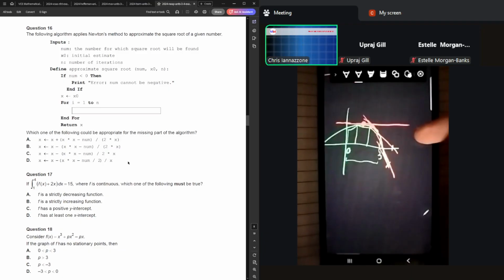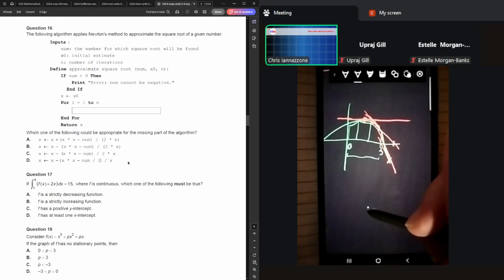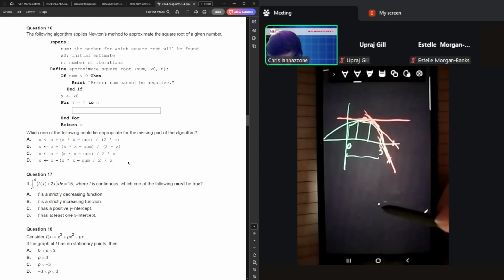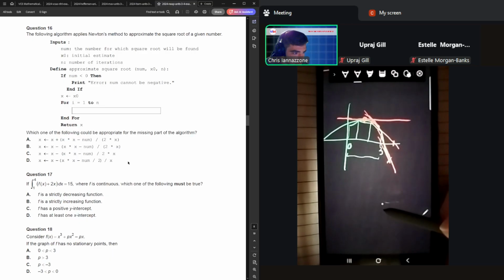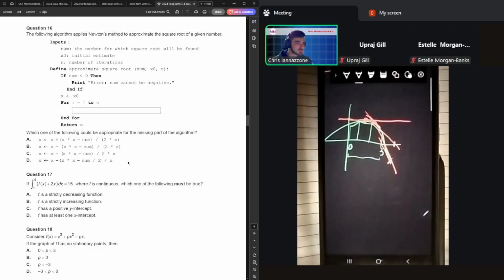So x is the square root of a number. Yeah, this one's weird. We don't have an f of x in here. We just have number and x naught. I don't know if this is Newton's method, to be perfectly honest. I don't see how this is going to apply. We don't have really a function f of x that we're going to be doing.